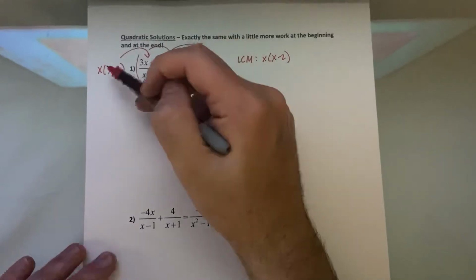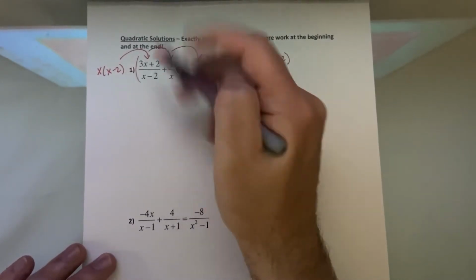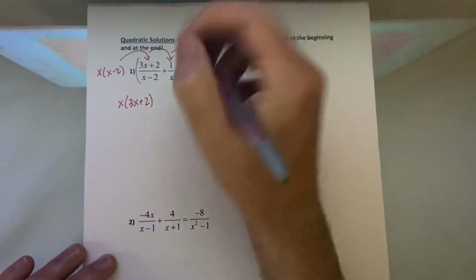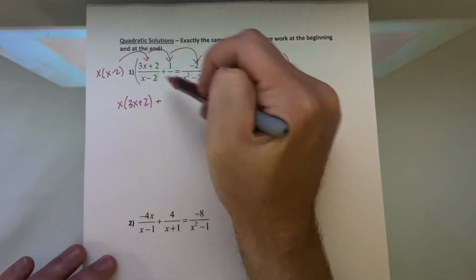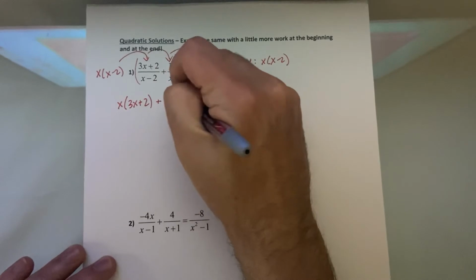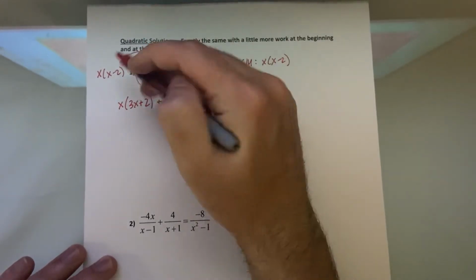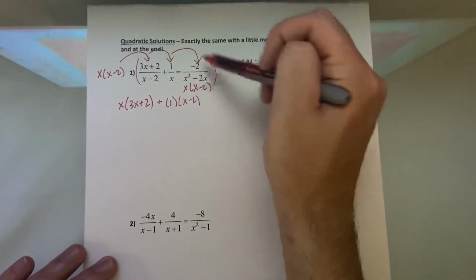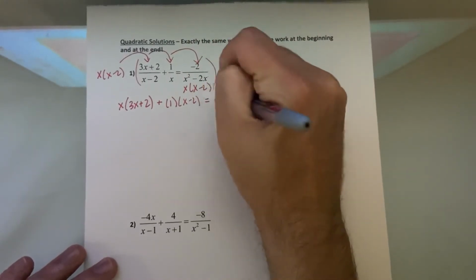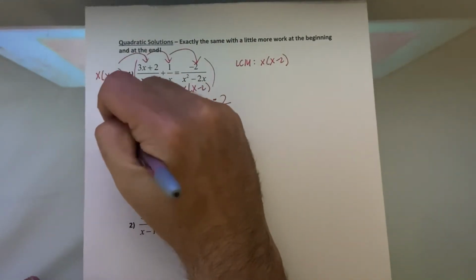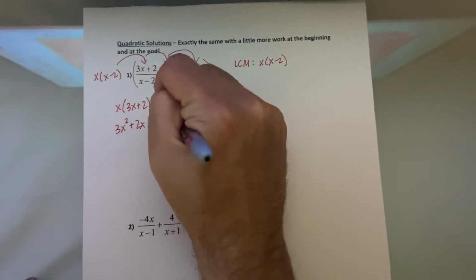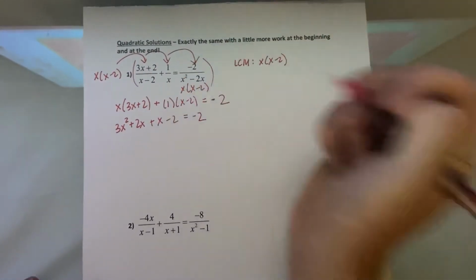So in the first fraction, when I distribute, x minus 2's cancel, but the x and the 3x plus 2 are left. Second fraction, the x's cancel, but the 1 and the x minus 2 are left. In the last fraction, the x and the x minus 2 cancel, so the only thing that survives the multiplying is the minus 2. So then when I multiply these, I get 3x squared plus 2x plus x minus 2 equals negative 2.